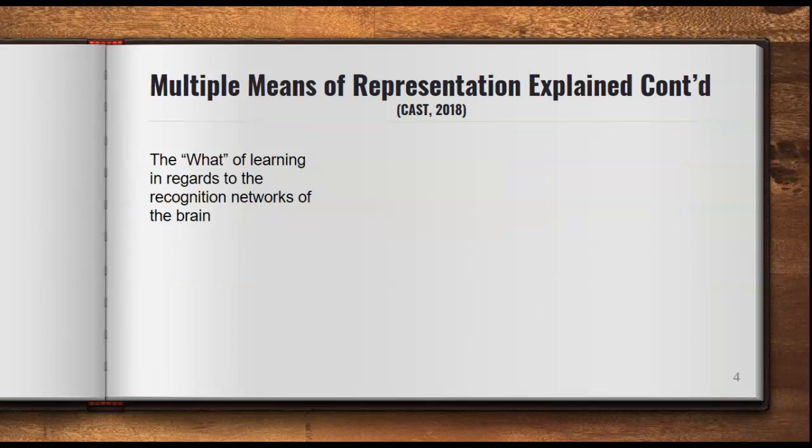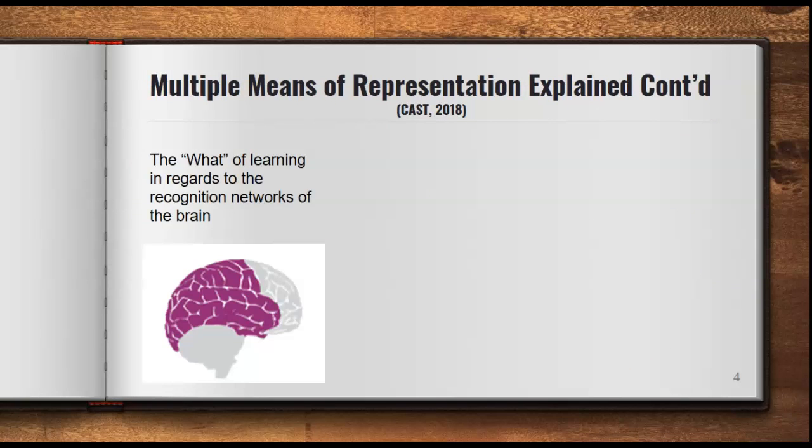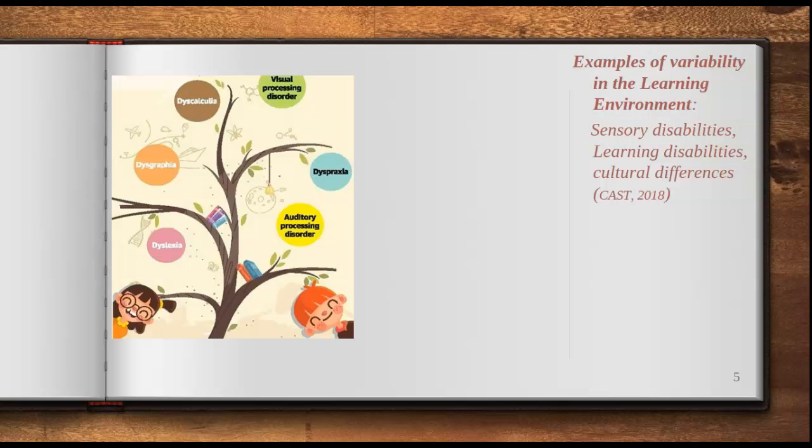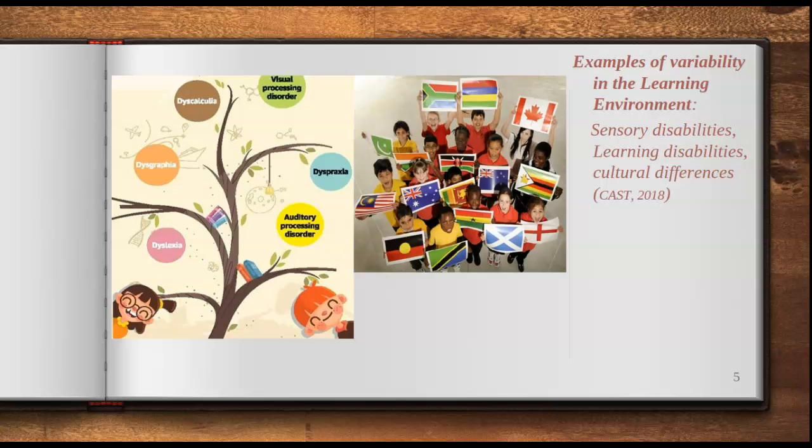This tenet represents the what of learning in regards to the recognition networks of the brain. In other words, it helps learners to make sense of the information presented to them regardless of variability. Examples of variability in the learning environment include sensory disabilities, learning disabilities, and even cultural differences. Examples of sensory disabilities include blindness or deafness, learning disabilities include dyslexia, and cultural differences include language barriers.